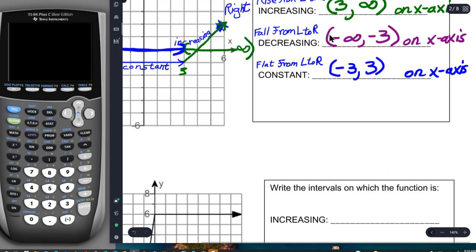So for that reason, we do not include the endpoints in our intervals. These are called open intervals because you never use a bracket. So I'm going to write that. Open intervals.